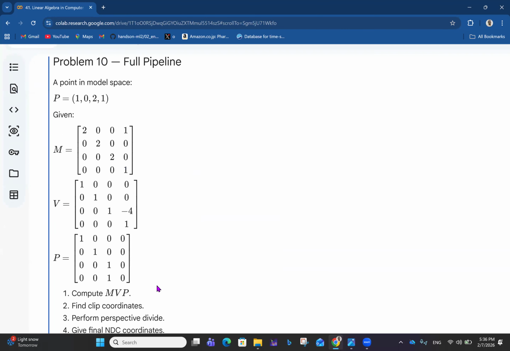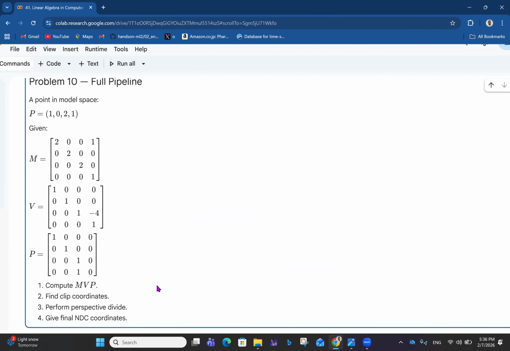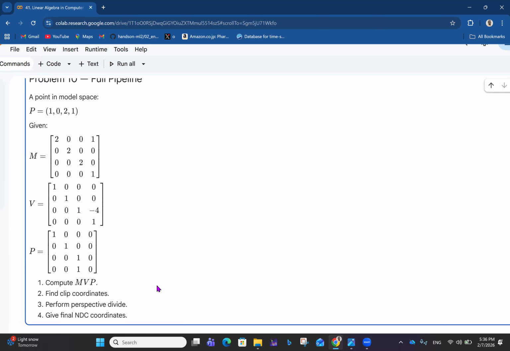Then for the full pipeline now, this is a point P in model space, 1, 0, 2, 1. Then you have MVP. So you need to compute MVP. You're multiplying everything together. Then you can find clip coordinates, perform perspective divide, and give final NDC coordinates. I mean, that's where you do all this X prime, Y prime, Z prime, W prime kind of thing, right?